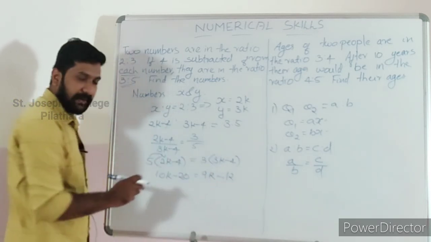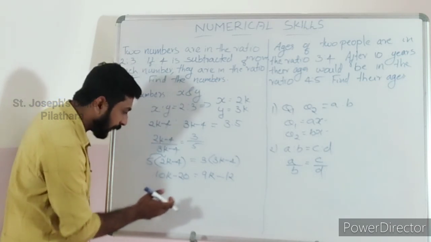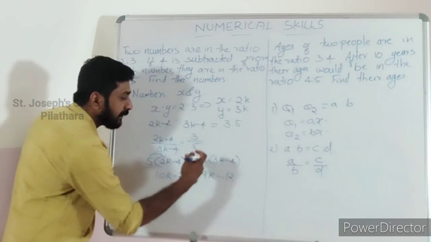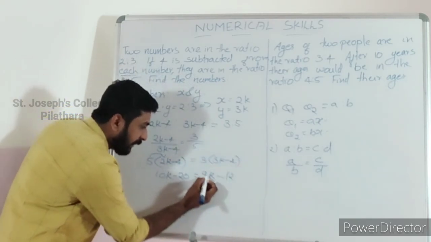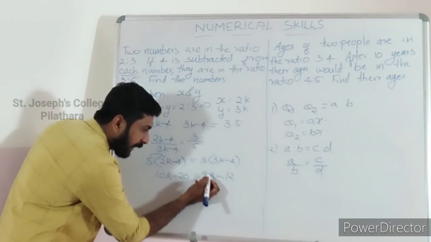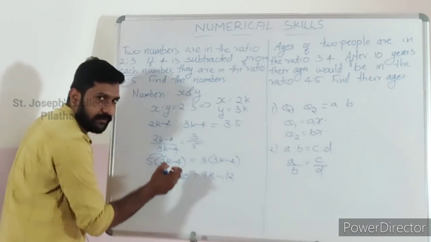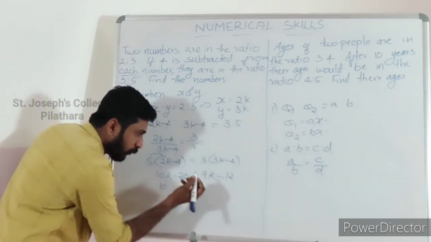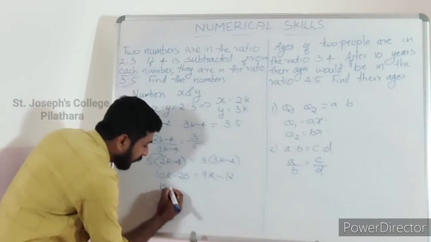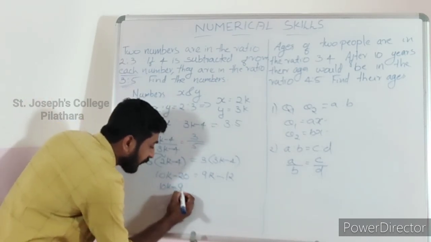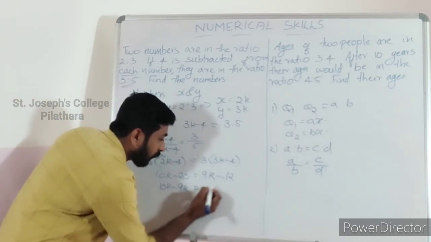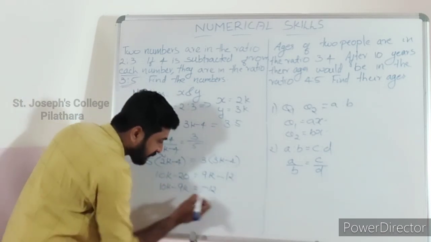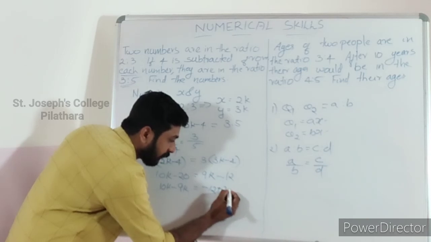To find k, you have to take the terms including k to one side and the numbers to the other side. Here it is plus 9k, so you have to take plus 9k to the left side, and it will be minus 9k. That is 10k minus 9k, which is equal to minus 12. You have to take this minus 20 to the right side, then it will be plus 20.